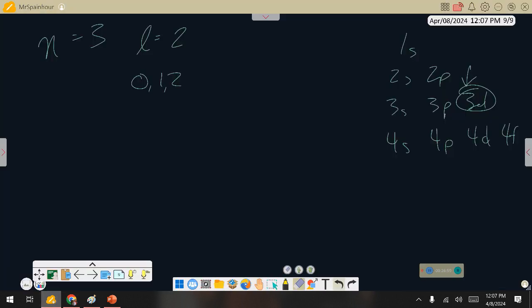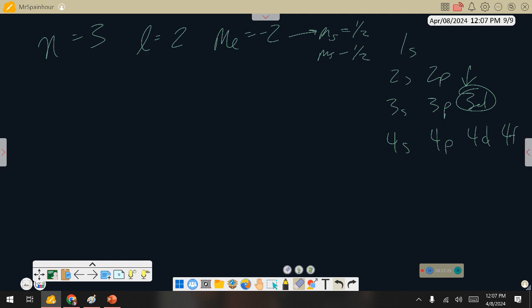So, in other words, let's talk about the sets that we can choose. We have n equals 3, L equals 2 for all of them. What's the first possible ML that there is? Negative 2. And within that ML is negative 2, what possible MS's are there? All right, so there's your first 2 sets.